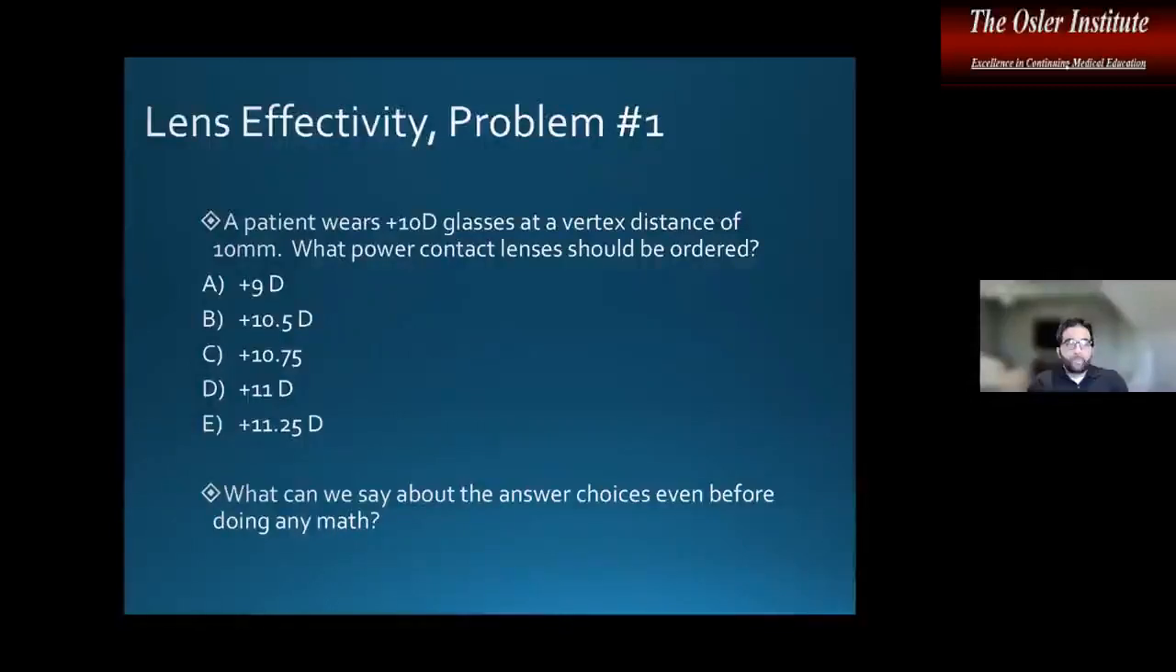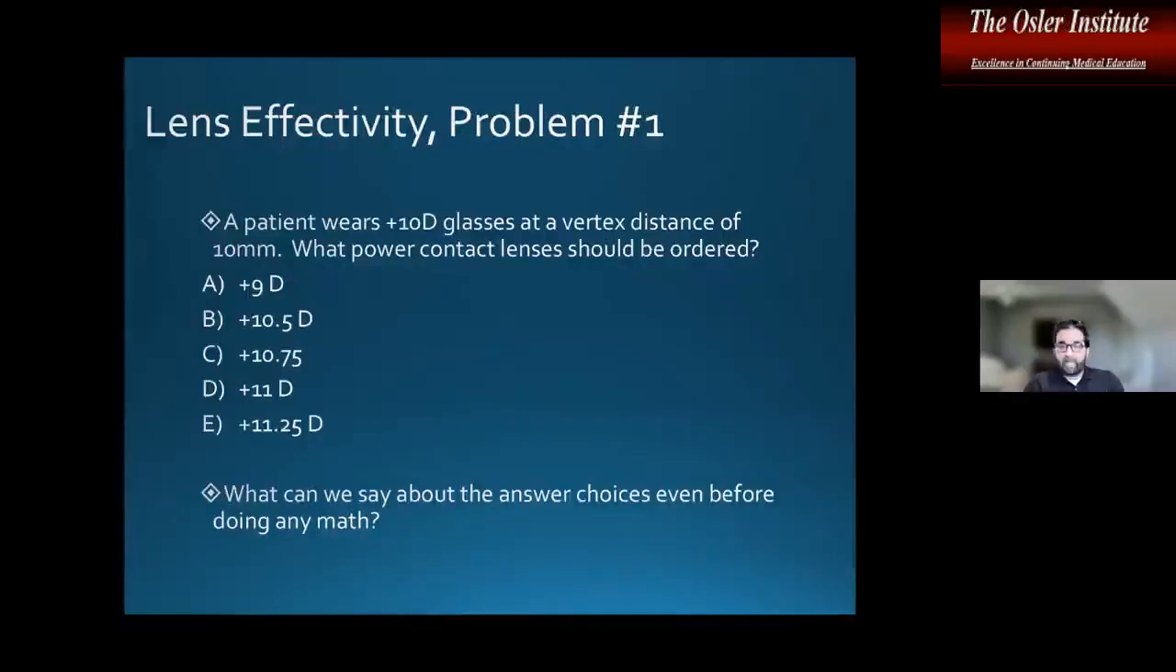So let's do a problem. Patient wears +10 diopter glasses at a vertex distance of 10 millimeters. What power contact lenses should be ordered? Well, what can we say about the answer choices even before we do any math? This is a hyperope. We just said that the hyperope is going to need more power in the contact lenses as compared to when they're wearing their glasses. So we know right off the bat, answer choice A is going to be incorrect. That person's not going to need less power in their contact lenses. They're going to need more plus power.